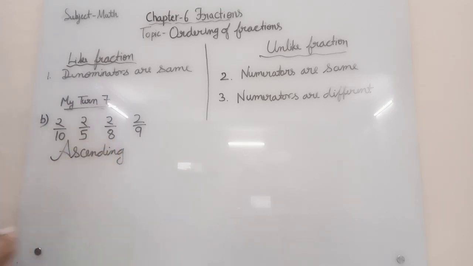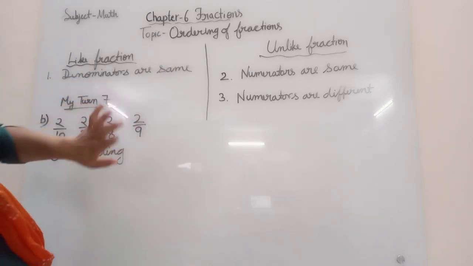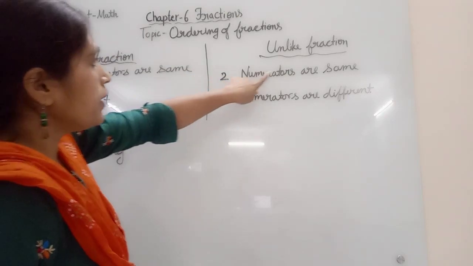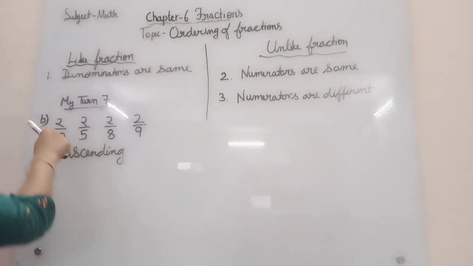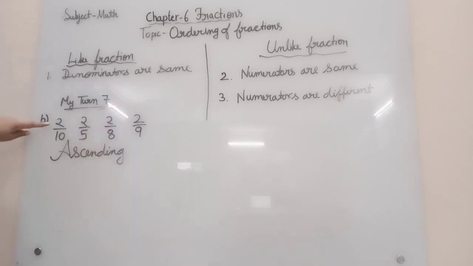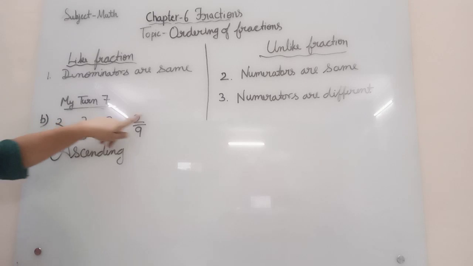First let's start from the beginning. First we will check the first condition. What is the first condition? If the denominators are same. Denominators are not same, they are different. Now let's check the second condition. Numerators are same, let's check. The numerators are 2, 2, 2, 2. It means the second condition is applying here.